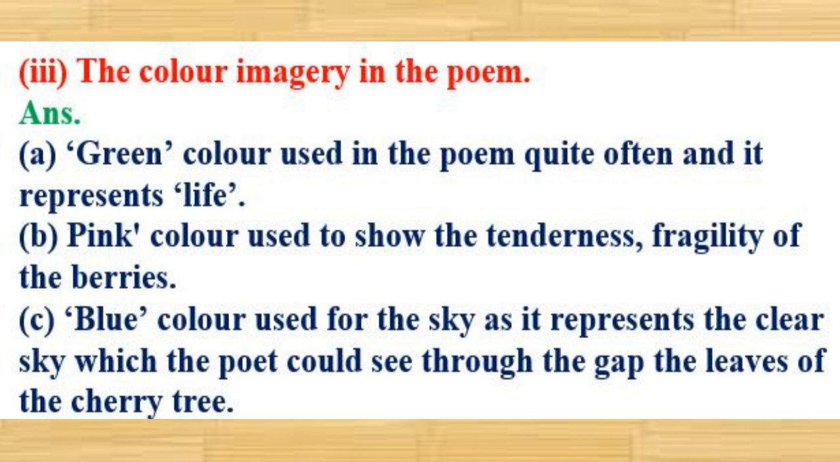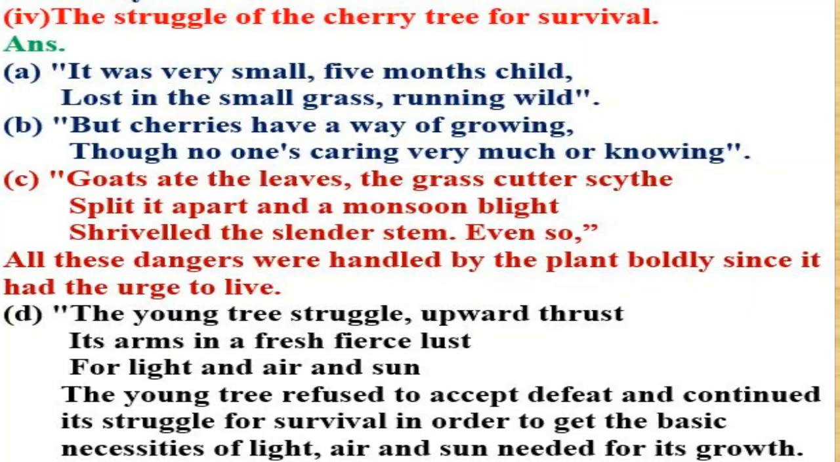Answer A. Green color is used in the poem quite often and it represents life. B. Pink color is used to show the tenderness and fragility of the blossoms. And C. Blue color is used for the sky as it represents the clear sky which the poet could see through the gaps of the leaves of the cherry tree. Next sentence.